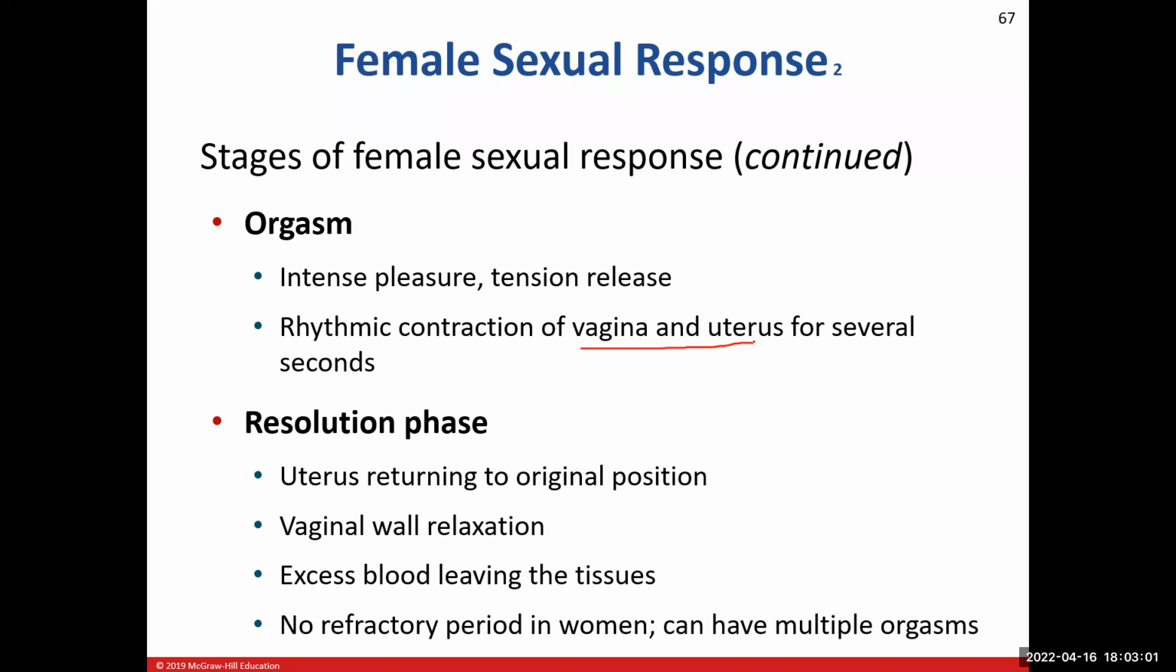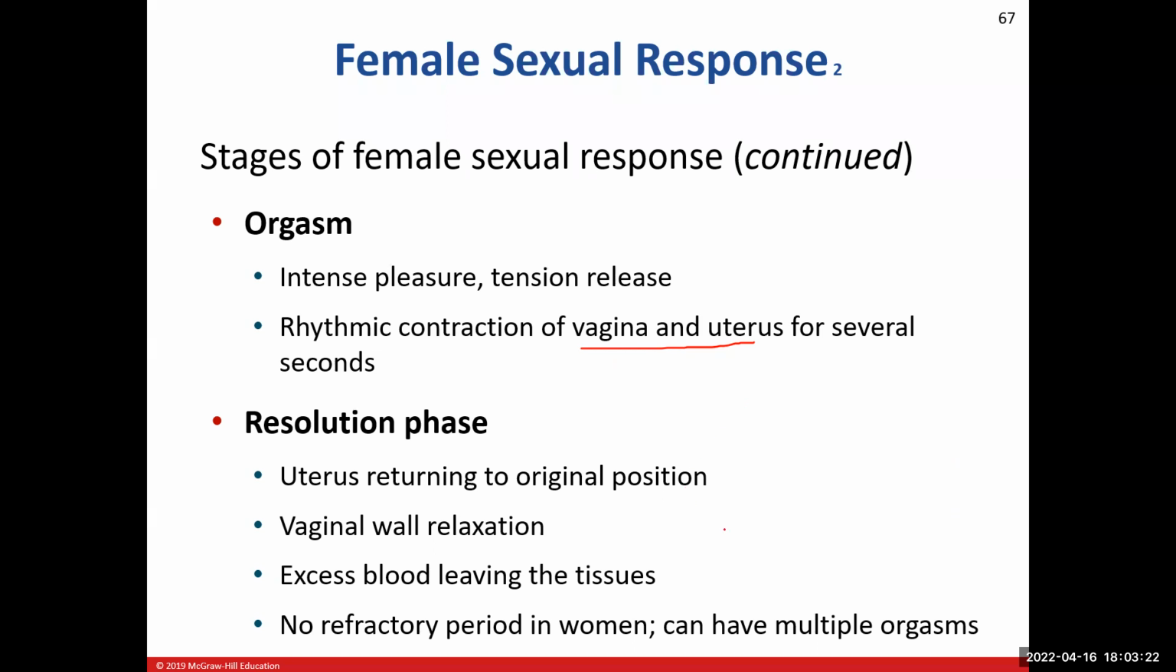And then finally, at the end, we have the resolution phase. And just like the name implies, everything is going to be resolved. Everything is going to go back to normal. The uterus goes back to its original position, the vaginal wall relaxes, and blood will then start to leave the tissues that it entered during that engorgement period.